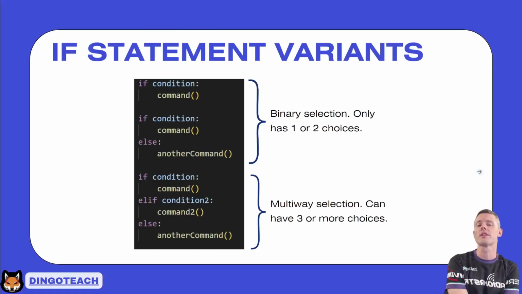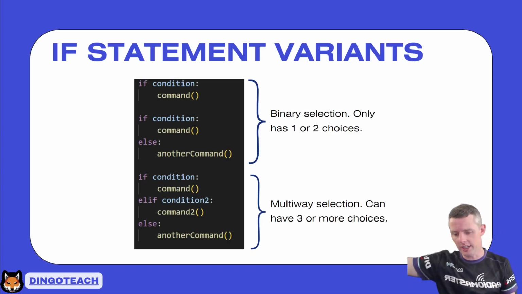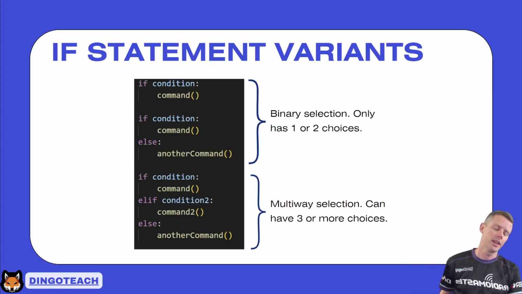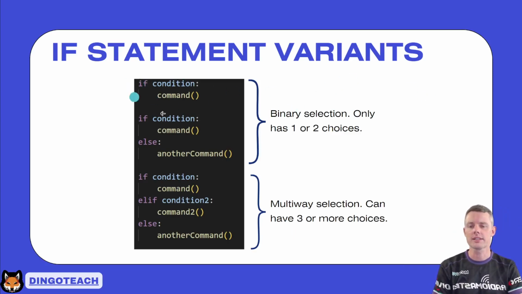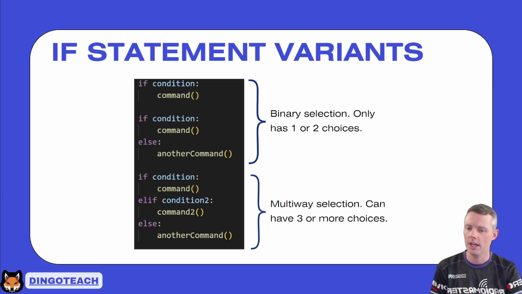There are different ways of writing if statements, because sometimes you might ask only one question. Sometimes you might ask 2 questions. Sometimes you might have 3, 4, 5, 6, 7, etc. In this case, if you just want one if like we've been doing, you just write a normal if, the condition with a colon, and then the command with a tab on the front. That's a simple one. We call that a binary selection because there's only one choice.